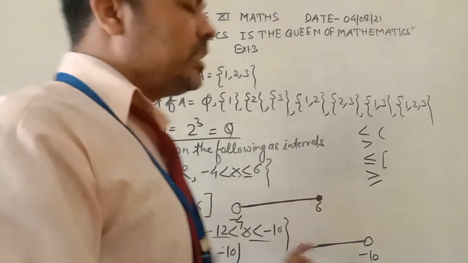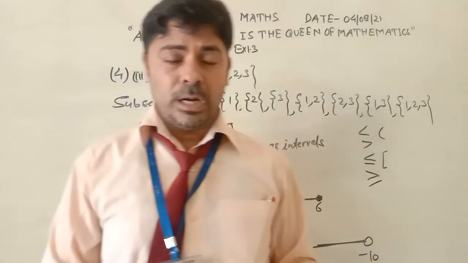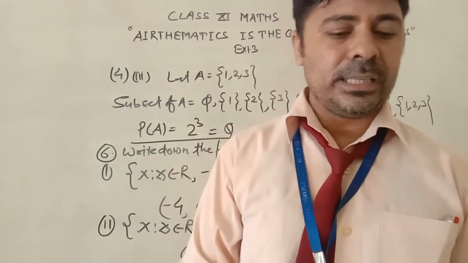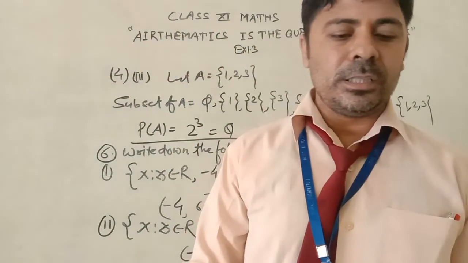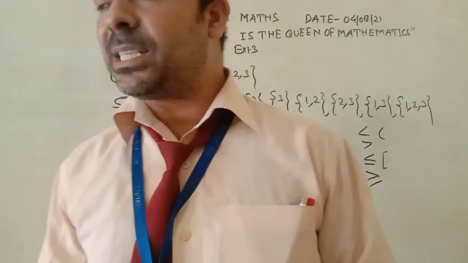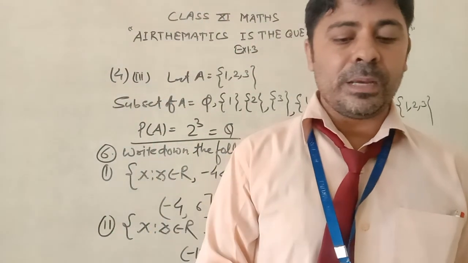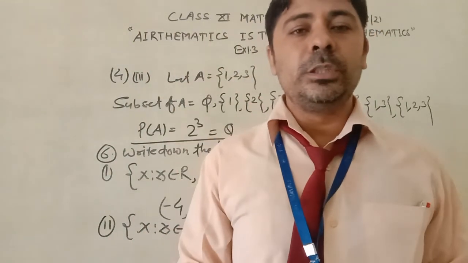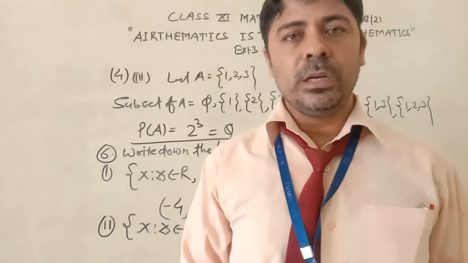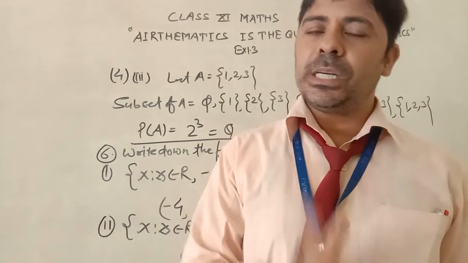So students, based on this question, you have a lot of questions given in the exercise. You have to do all the parts of question number 6. After that, you need to write down the following intervals as set-builder form. This is question number 7. This is the opposite of this question. So you have to do these questions in a fair copy and also send it in the homework copy.